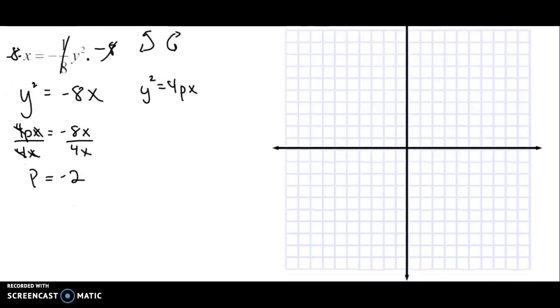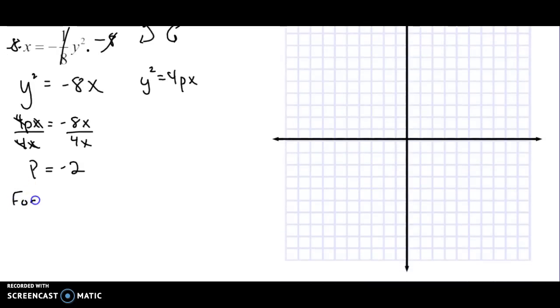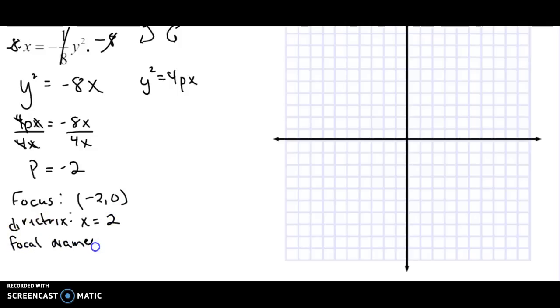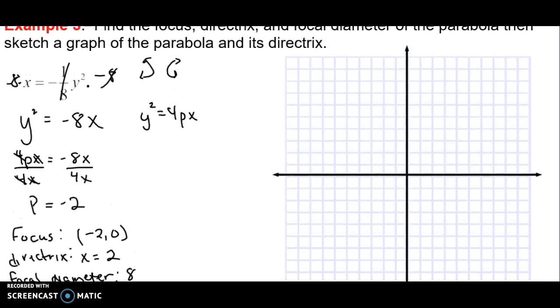So again, you can go ahead and figure out what everything is. Your focus is going to be -2, 0. Your directrix is going to be x equals 2. And your focal diameter is going to be 8. Skipping through some steps here.